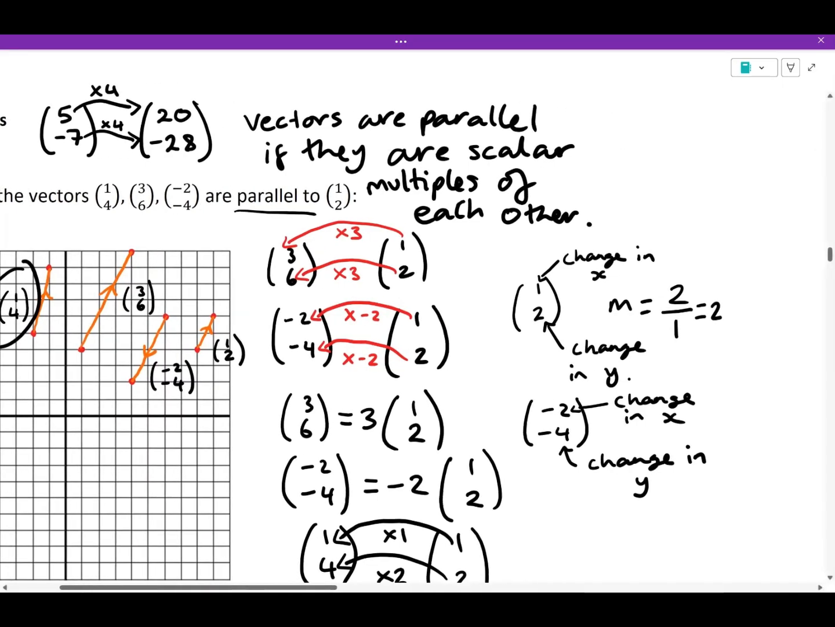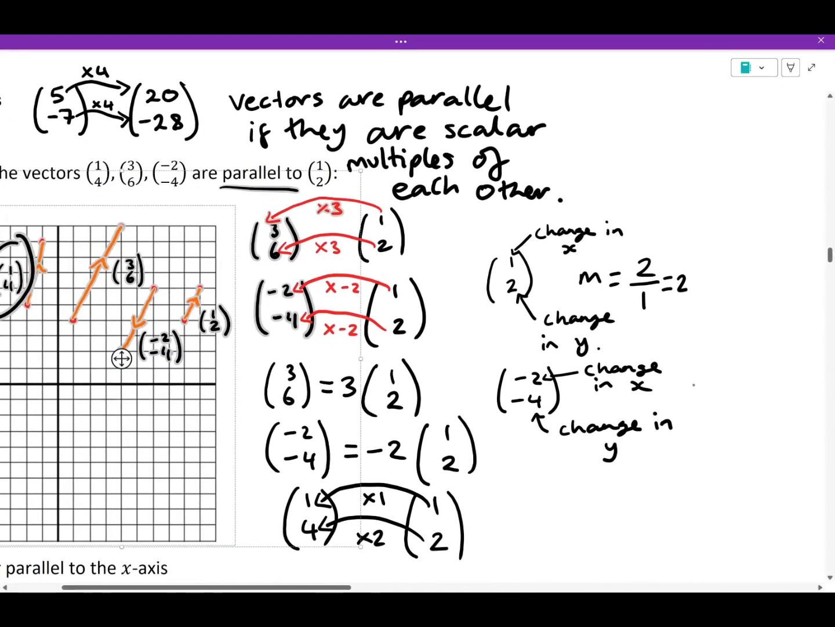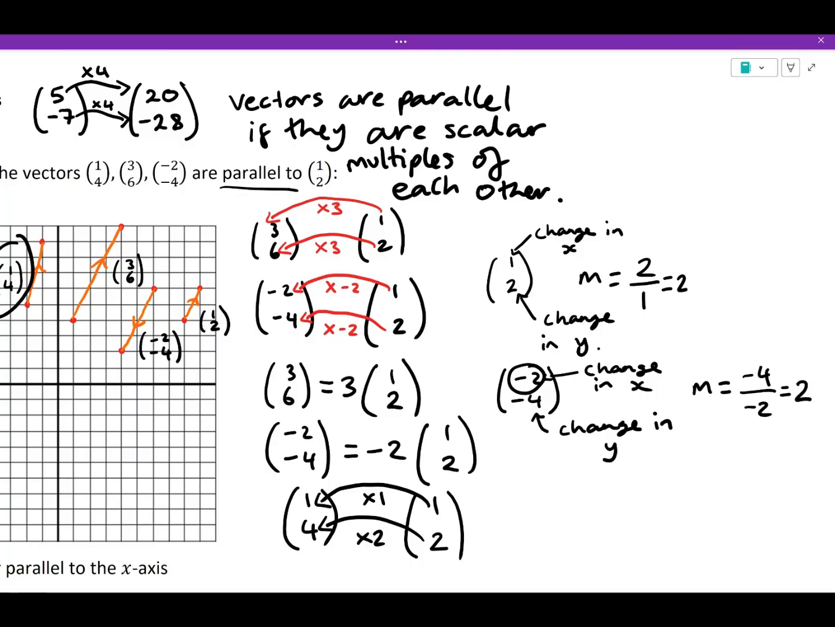So if I wanted to calculate gradient for this one here, I would do m is equal to our change in y, which is -4, divided by our change in x, which is -2. Okay, and that comes out as +2 as well. And that will happen providing that this number here and this number here are multiples of these two numbers, because that makes them equivalent fractions.